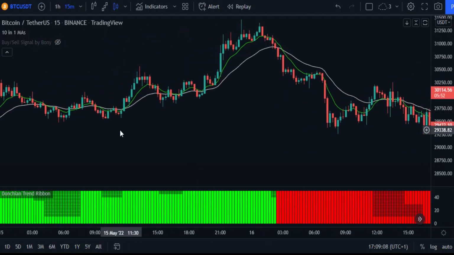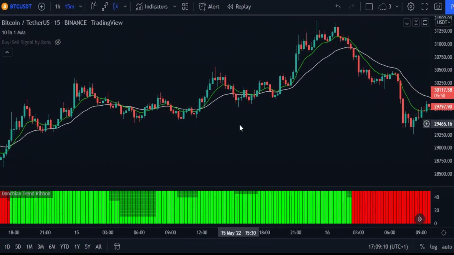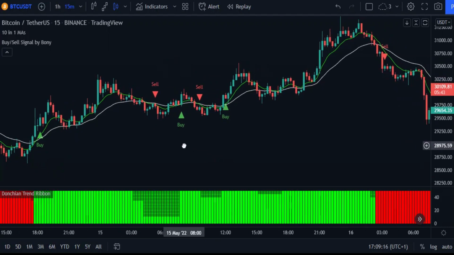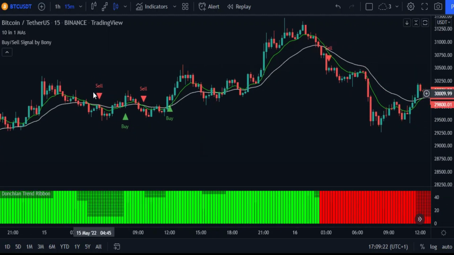Let's try to understand this more by applying a more straightforward indicator and let it be the buy-sell indicator, which is coded by BONI. Here we see that the BONI indicator has given a sell signal, but by looking at the filter, we find the opposite, so this signal is considered a false signal.